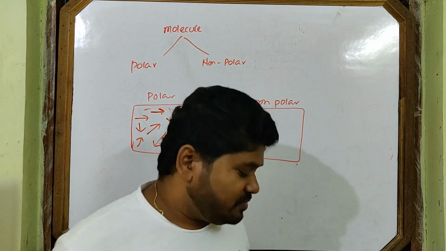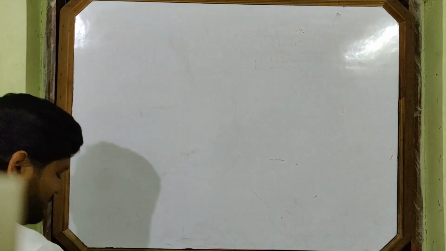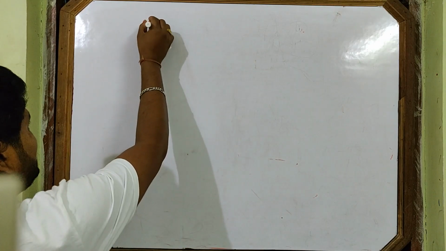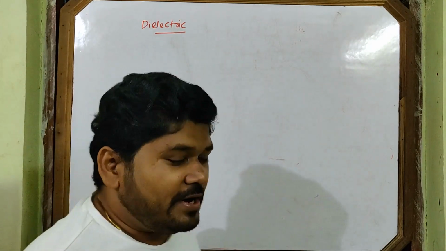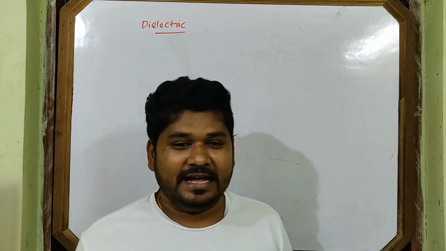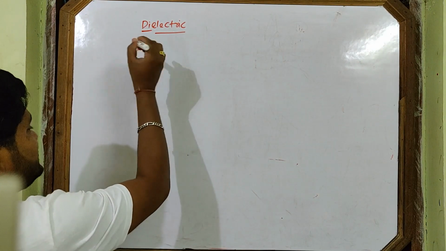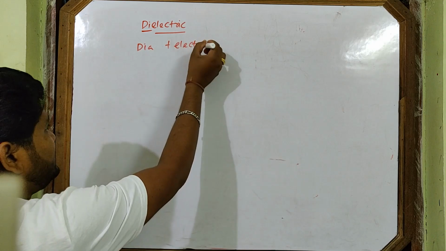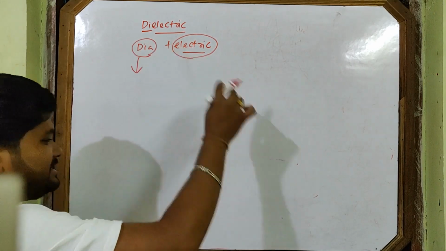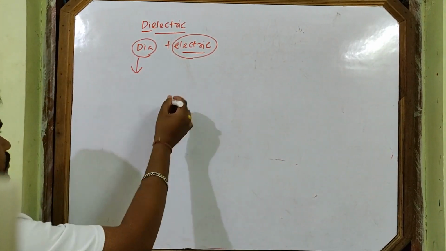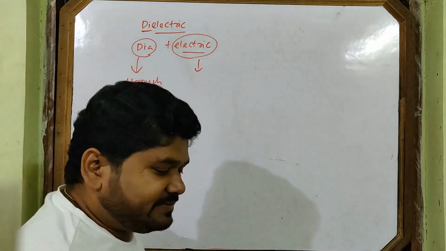So now we will go to one important part here. What is our topic today? Dielectric. What do you mean by dielectric? This word comes from dia plus electric. Dia is a Greek word, the meaning is through. Dia means through, and electric is electric.